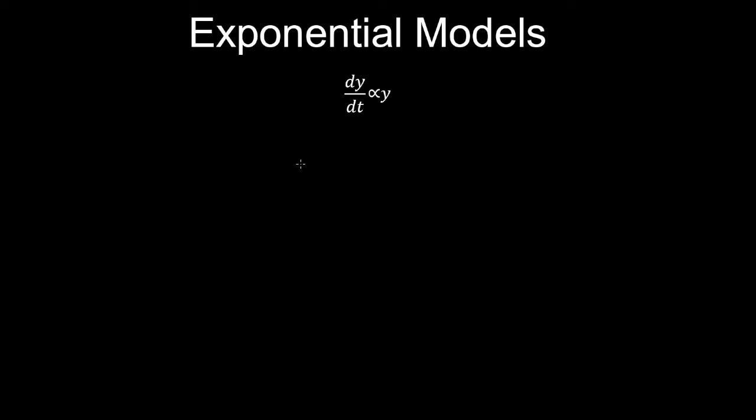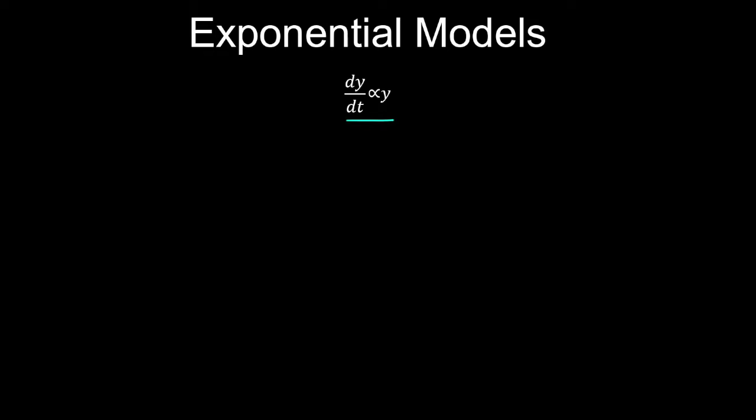Exponential growth and decay can be modeled using the following ordinary differential equation, which states that the rate of change of a particular quantity is proportional to the size of the quantity. And this quantity can be the concentration of a reactant, the mass of a radioactive isotope, and so on.